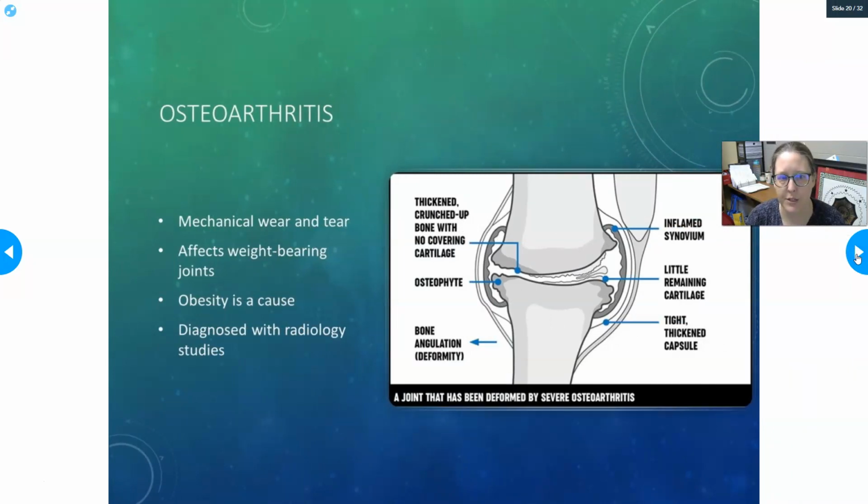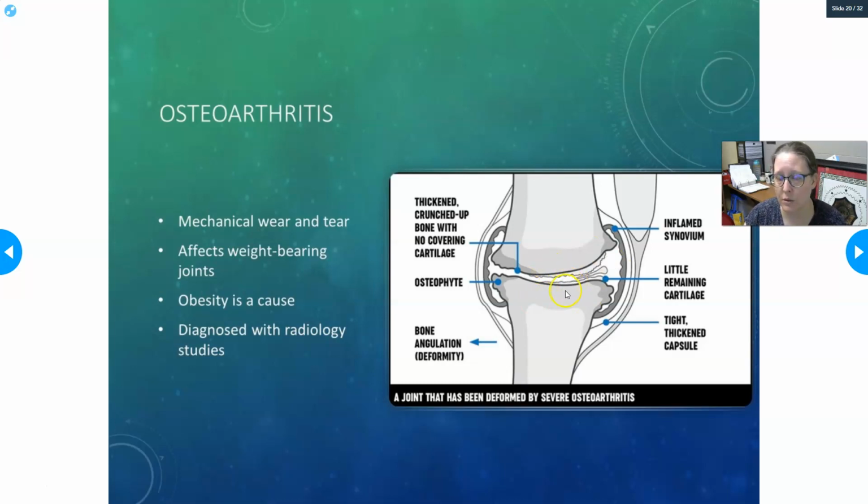All right, diseases that affect the joints. Osteoarthritis is usually from mechanical wear and tear of the weight-bearing joints. So it commonly affects the knees, and could affect the hips also. It's where the cartilage just gets worn down. Usually there's some kind of chronic inflammation that breaks it down also. Obesity can be a cause.